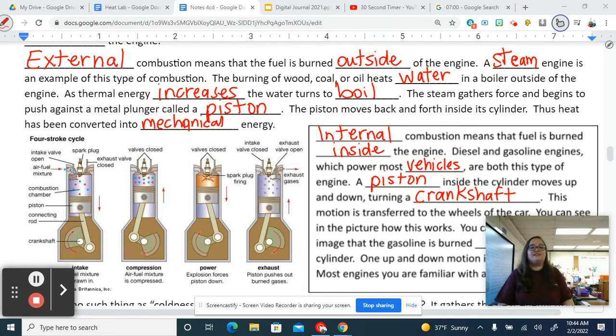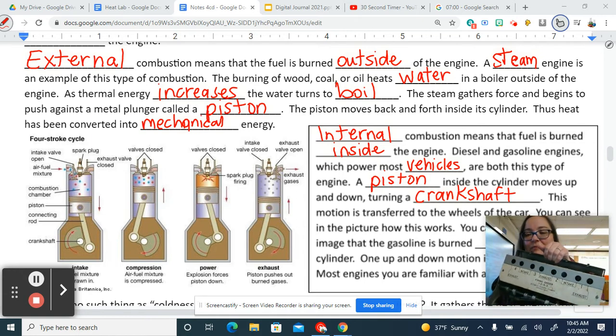And you need to know it's fast. It's boom, boom, boom, boom, boom. Like, I can't even do it as fast as it actually happens. So what are the 4 strokes? Intake, compression, power, exhaust. Intake, compression, power, exhaust.